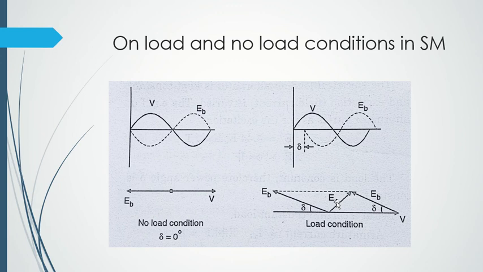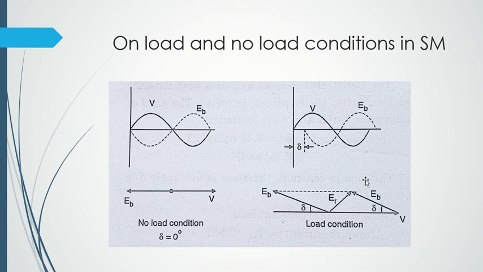So let's come back again. Let's come back to no load. In no load, what was happening? EB was in anti-phase with V. But in the case of loaded condition, what is happening? My EB is getting shifted by some phase angle delta. And this ER is the resultant of V and EB.